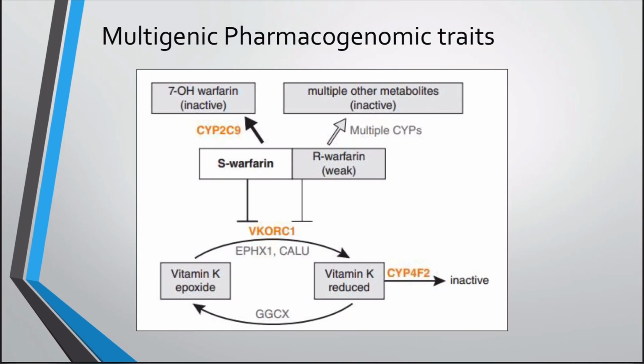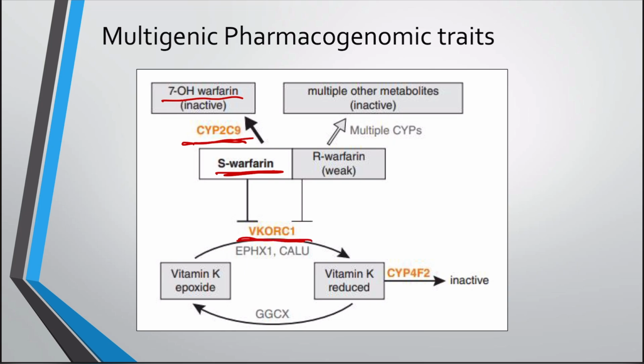Now we have an example of a drug, that is warfarin, which is actually affected by several genes. So this is what we call a multigenic pharmacogenomic trait. That is, multiple genes are responsible for affecting the function and effects of that particular drug. So warfarin, as you can see, is primarily metabolized by CYP2C9 to its inactive metabolite, 7-hydroxywarfarin, and it is also metabolized by some other CYPs. Next, warfarin exerts its anticoagulant effect by inhibition of VKORC1.